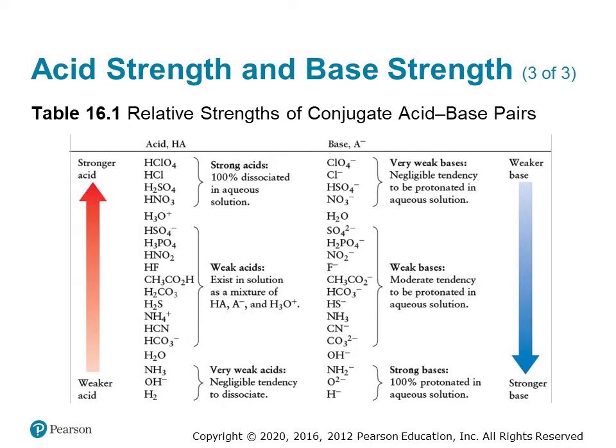And finally, in between water and hydroxide ions in the column on the right, we have the conjugate bases of weak acids, which are themselves weak bases. Under equilibrium conditions in water, they will be partially protonated, coexisting as a mixture of unprotonated weak bases, protonated conjugate acids, water, and hydroxide ions. The stronger a weak acid, the weaker its conjugate base, and vice versa.